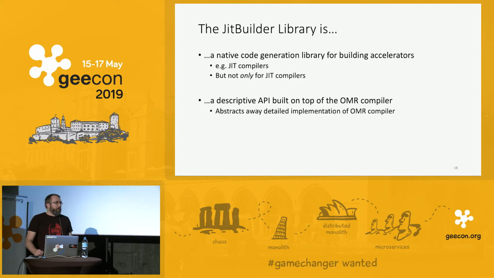that would help you build JITs or any other sort of runtime acceleration. This library does native code generation, and it's built with a very descriptive high-level API on top of the OMR compiler. This allows you to not have to worry about as many of the details to get up and going quickly for a JIT as you would otherwise have to do. That being said, if you want to dig in deeper, that's completely possible, and you could take more advantage of the compiler later.